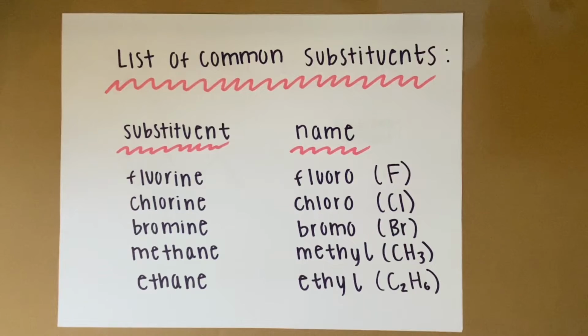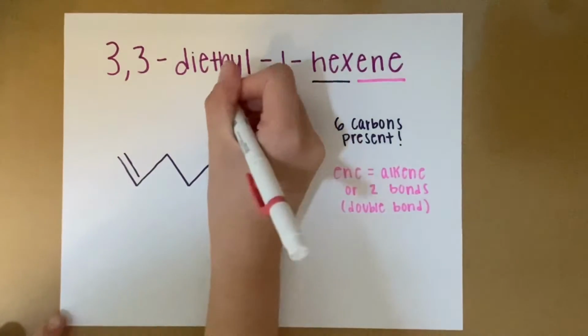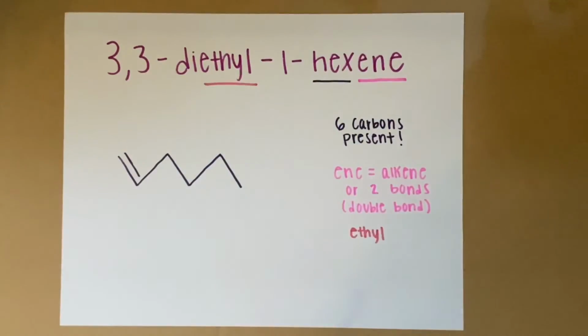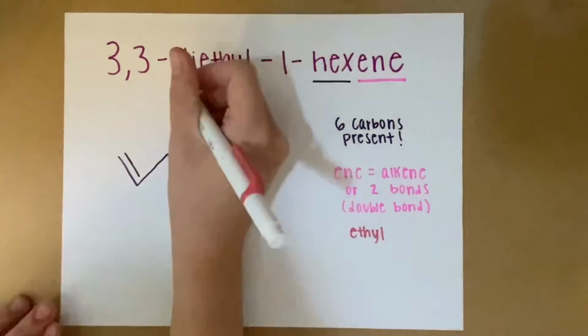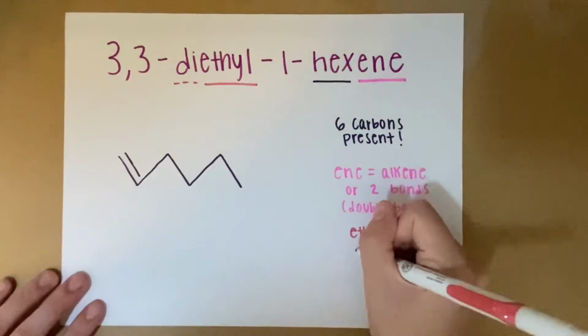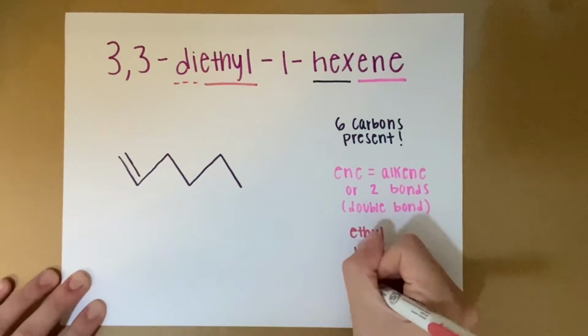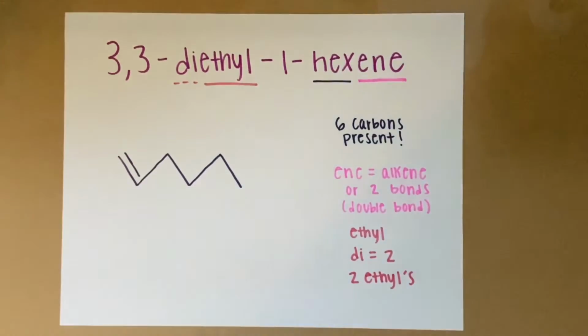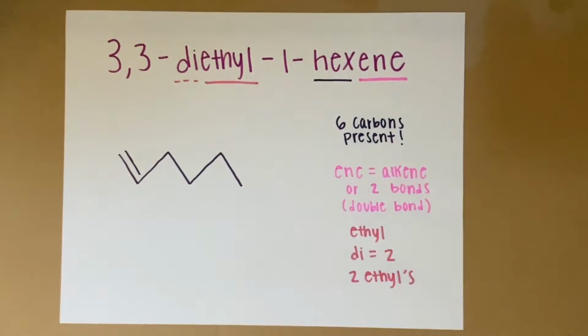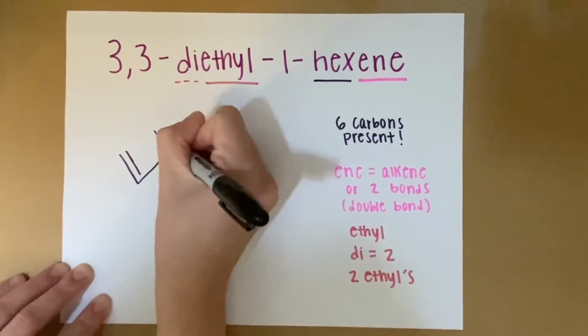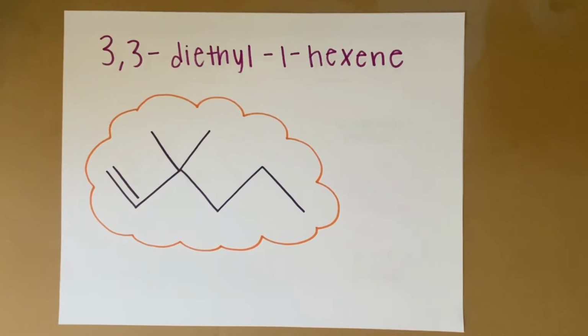Referencing back to our substituent list, we see ethyl, and we know that there are 2 ethyls present given the prefix di on the hexene. So we see that we have 2 ethyls present on the third carbon on the hexene. Here we see that we have the numbers 3, 3. This means that we have 2 ethyls present on the third carbon. So let's draw what that looks like on our structure. Here's our completed structure that is 3,3-diethyl-1-hexene.